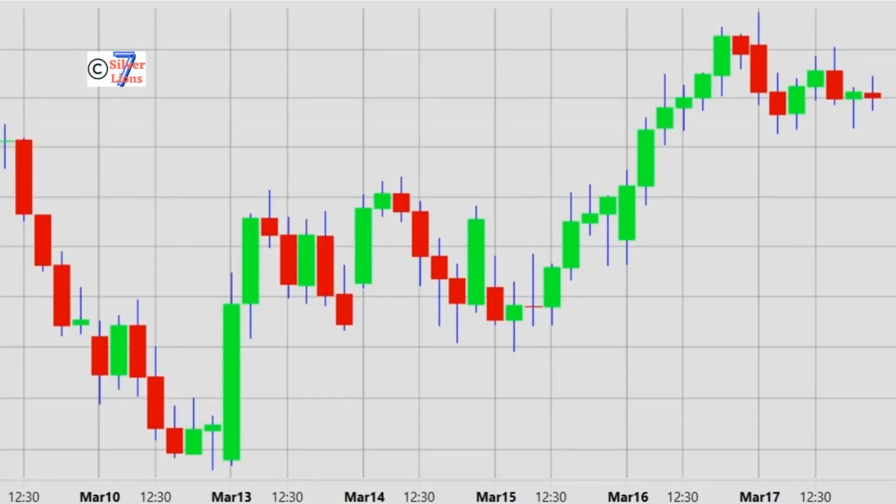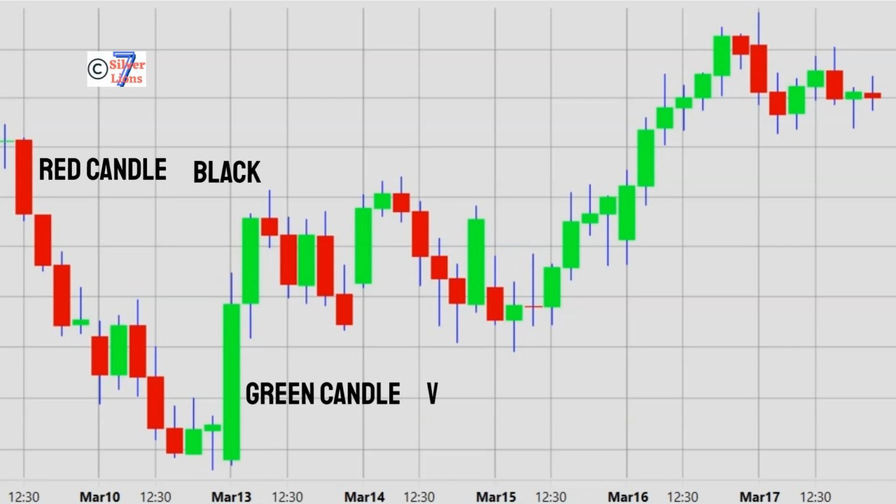When you look at most stock charts on any website, candle colors will be green or red. People also use black or white color for candlesticks. White is the same as green and black equals red. Only green or red candles will be used in this video.